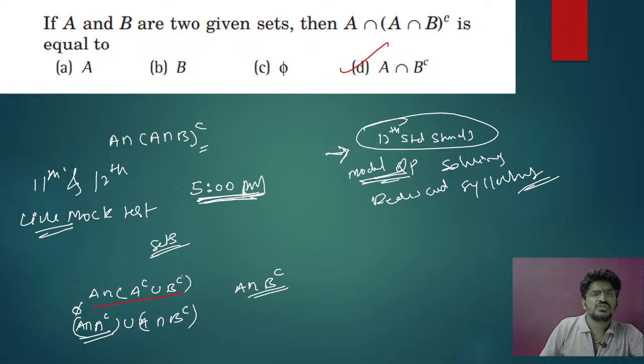See here, you just apply De Morgan's law, so it will become A complement union B complement. Apply the distributive law: A intersection A complement union with A intersection B complement. Therefore, the first part is empty, and you will get A intersection B complement.